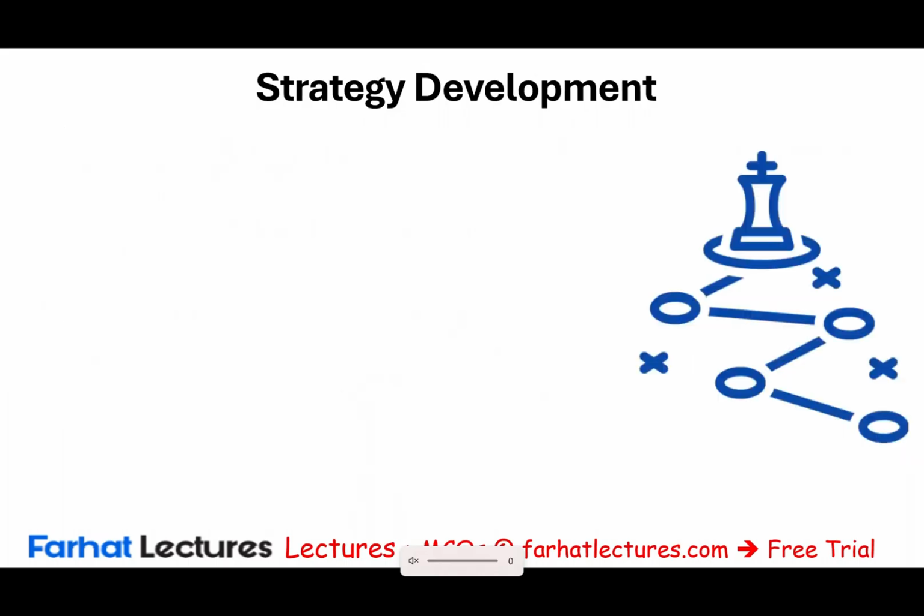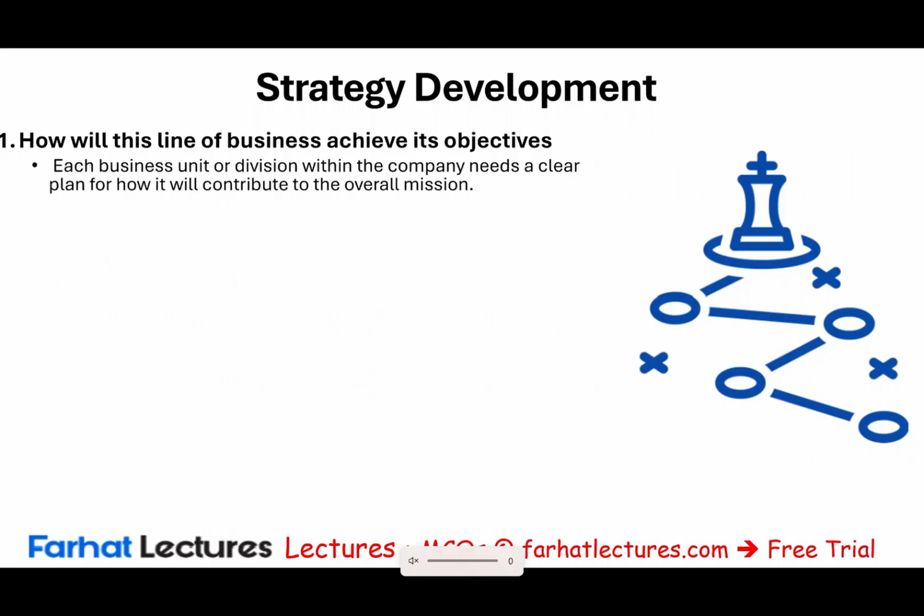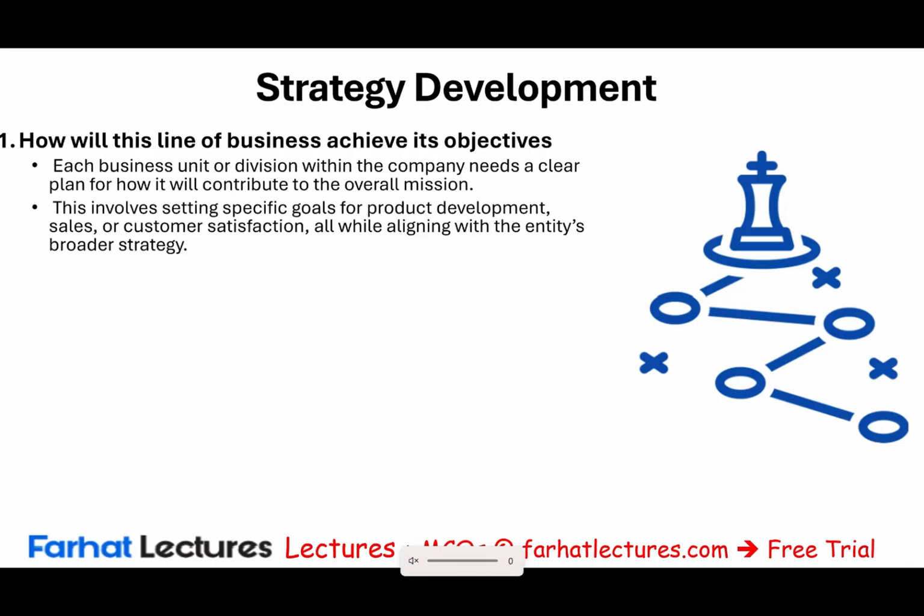Keep going with strategy development. How will this line of business achieve its objective? So we have an objective. How would this line of business that we created achieve this objective? Each business unit or division needs a clear plan of how it will contribute to the overall mission. Well, this involves setting specific goals. Here you're writing down exactly what needs to be done for product development, sales, and customer satisfaction, all while aligning with step 1, our strategic mission.